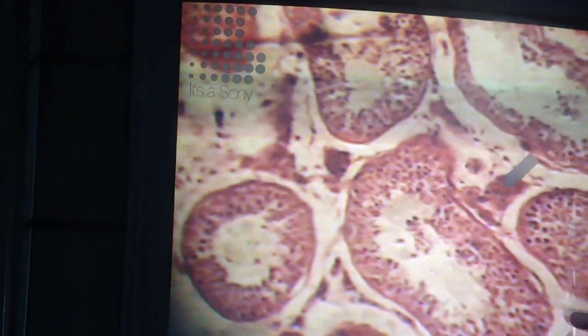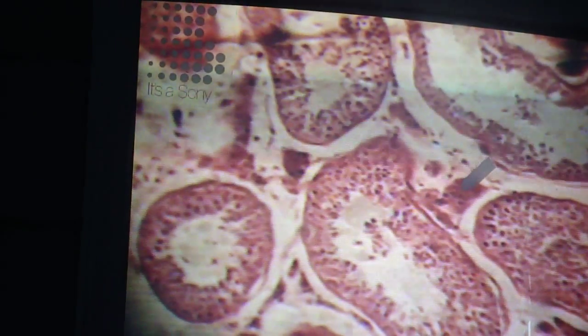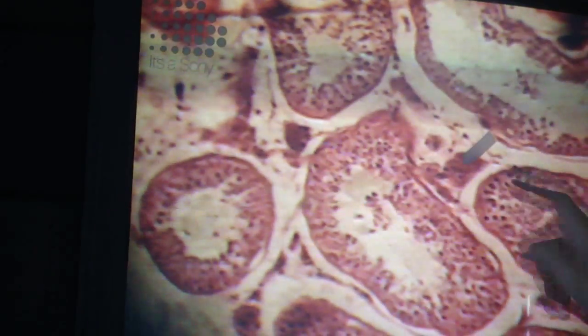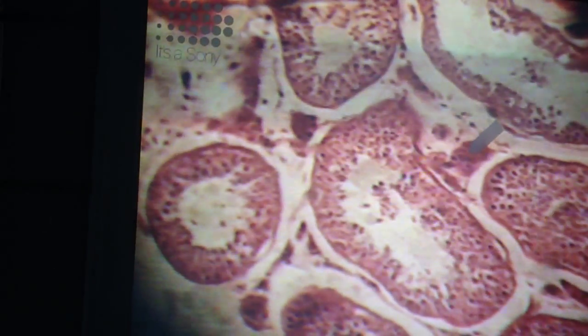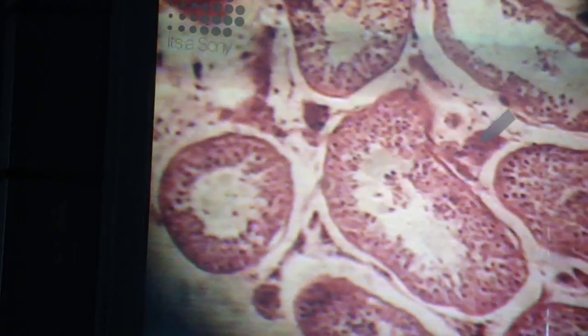This is a testis. Each of these is called a seminiferous tubule. We study the contents of the seminiferous tubules, the seminiferous epithelium, and we go into spermatogenesis. For the meantime, we study only the cells in between the seminiferous tubules. This is called the interstitial cells of Leydig, which secrete the hormone testosterone. So all of those are the slides for this morning. And the last slides, there are 3 more slides.